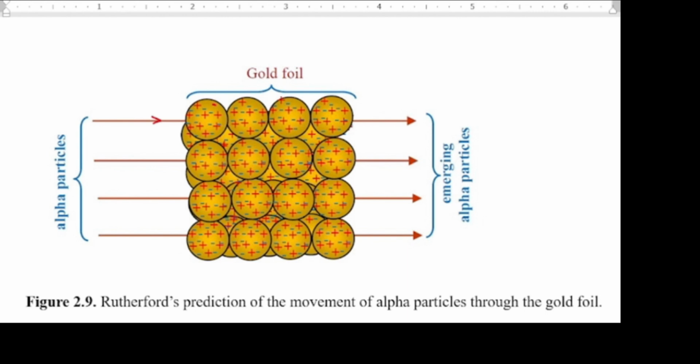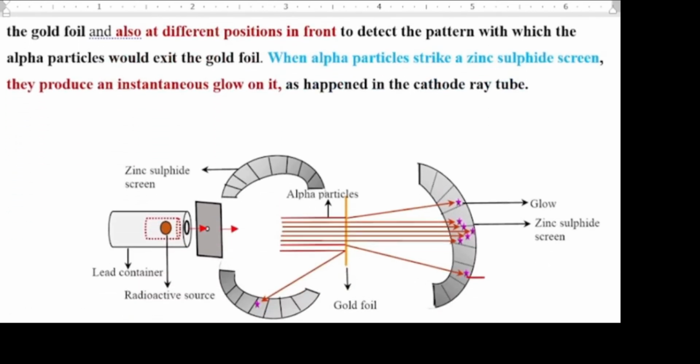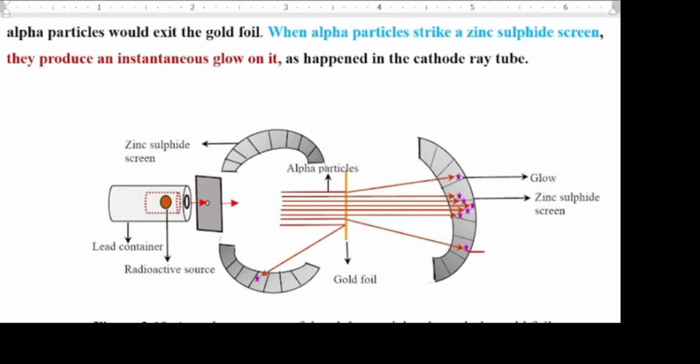Okay, now that was his prediction. Let us see what he did and what actually happened. First of all, he needed a source of alpha particles, and these were provided by a radioactive source that was kept safely by the lead container here. In front of that is a screen with a small hole that allowed only a fine beam of the alpha particles to pass through. This here is the gold foil that was under investigation.